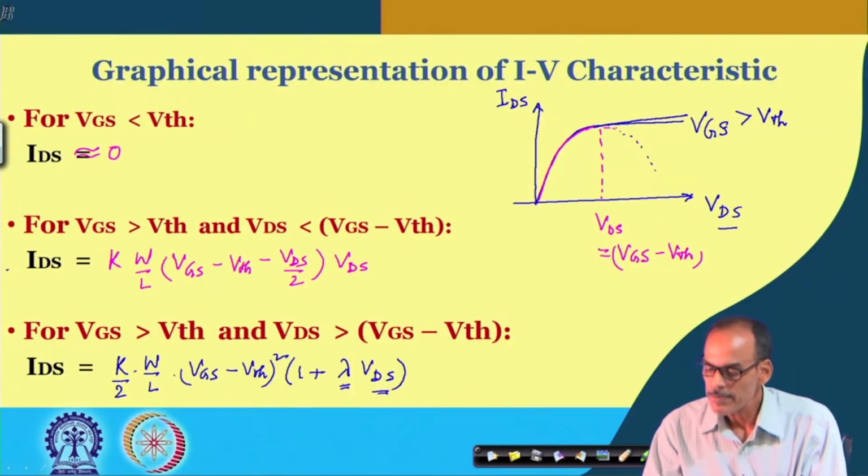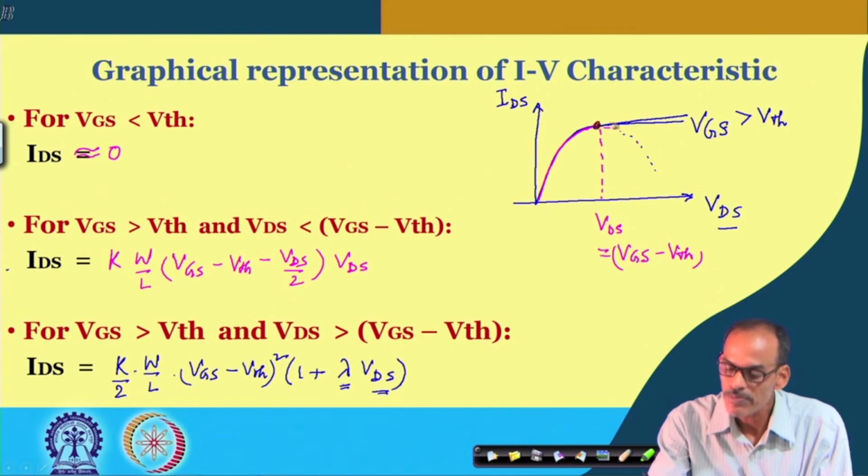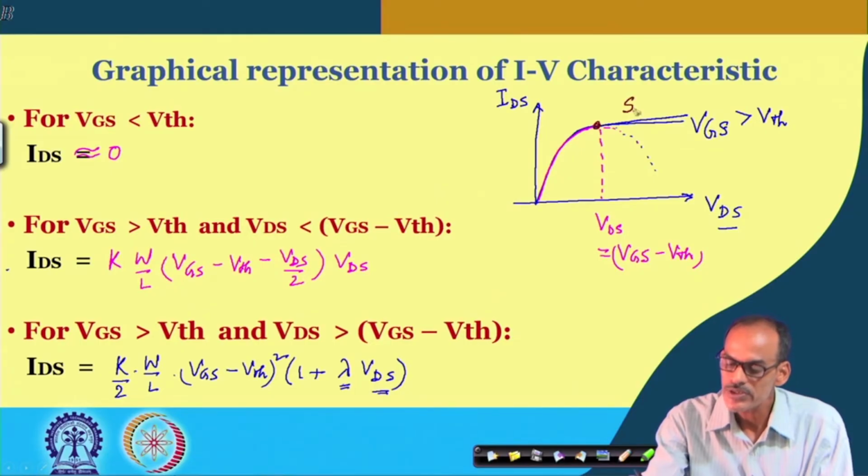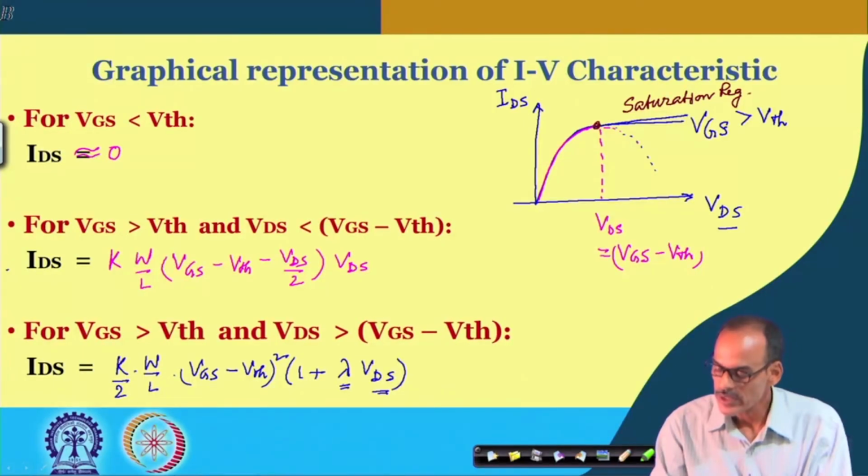So, if you see here the different regions of operation, from this point beyond, the current is getting saturated. So, here we may say that this is the saturation region of operation, and before that it is referred to as the triode region.